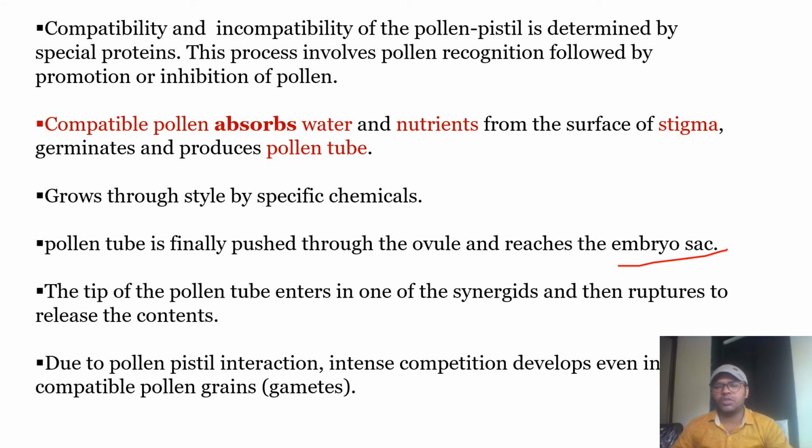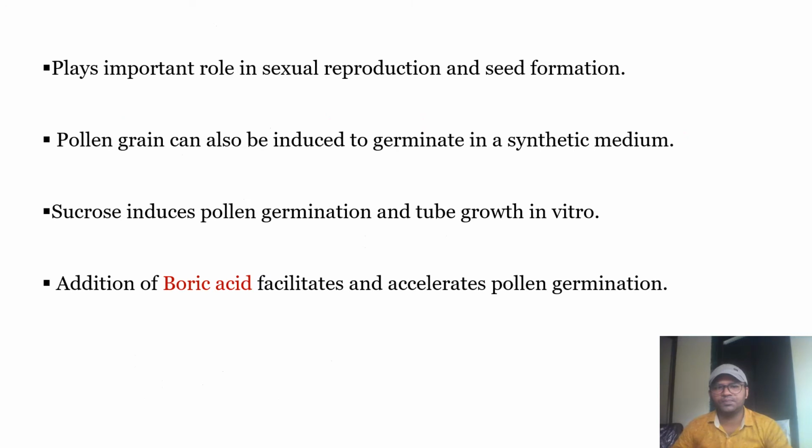Due to pollen-pistil interaction, intense competition develops even among the compatible pollen grains, means they will start competition with other pollen grains which are in the race. So this pollen-pistil interaction plays an important role in sexual reproduction and again the formation of seed.